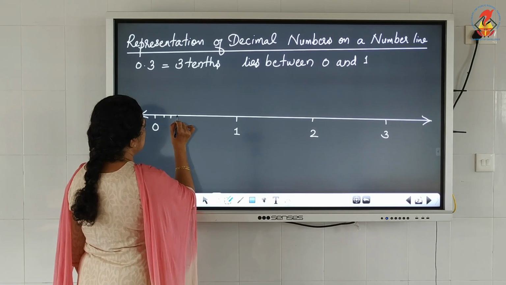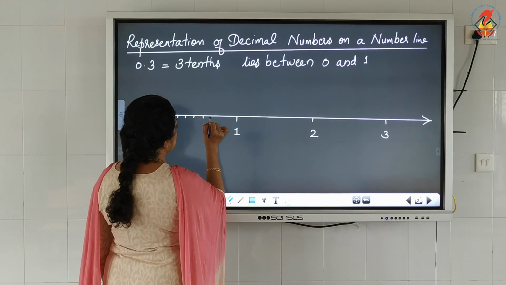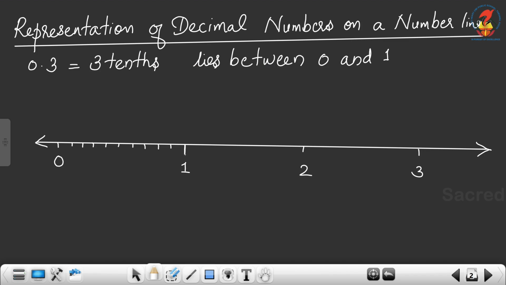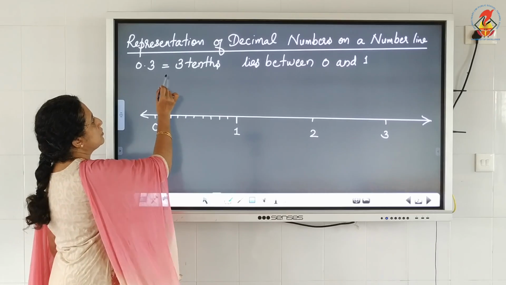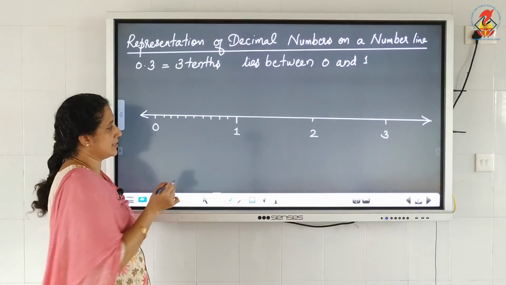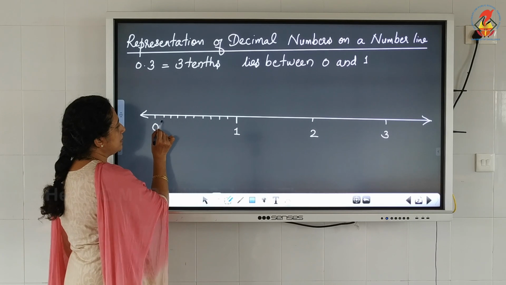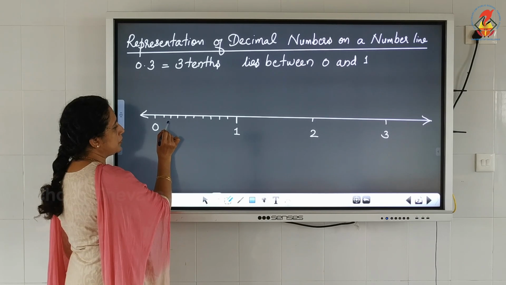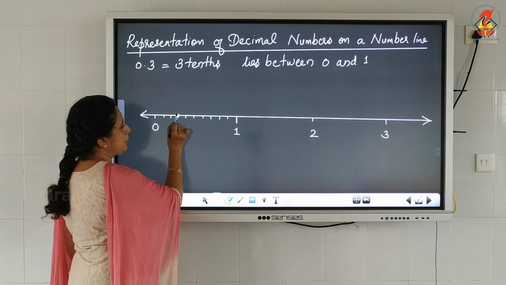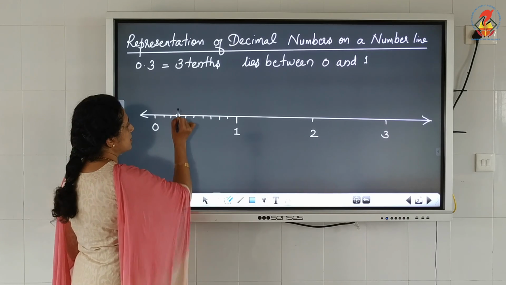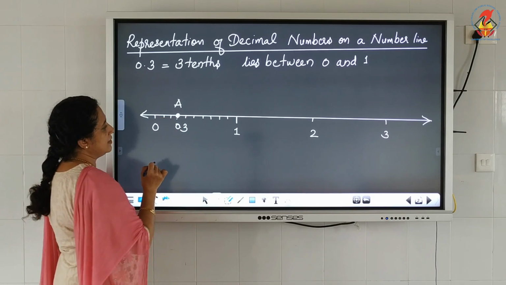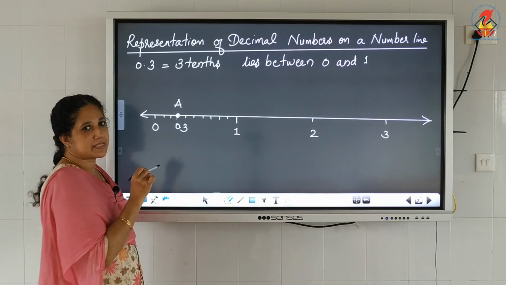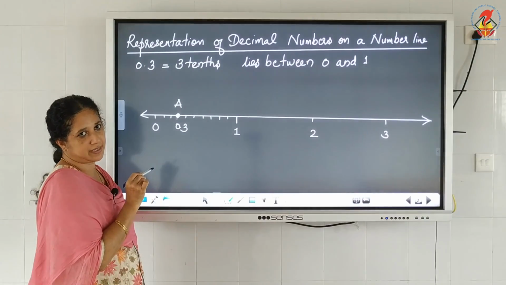1, 2, 3, 4, 5, 6, 7, 8, 9, 10th part. 10th part will be 1. So the unit distance between 0 and 1 should be divided into 10 equal parts and you have to select the third part. So after 0, the first point will be 0.1, second part will be 0.2, then third part will be 0.3. So we can give a letter, so that point, A, represents the decimal number 0.3.